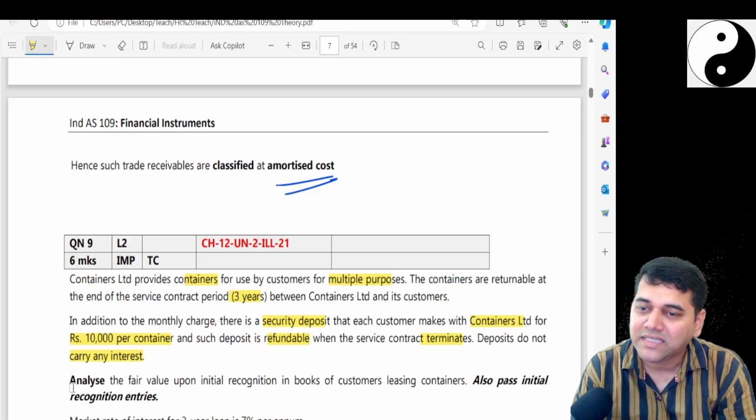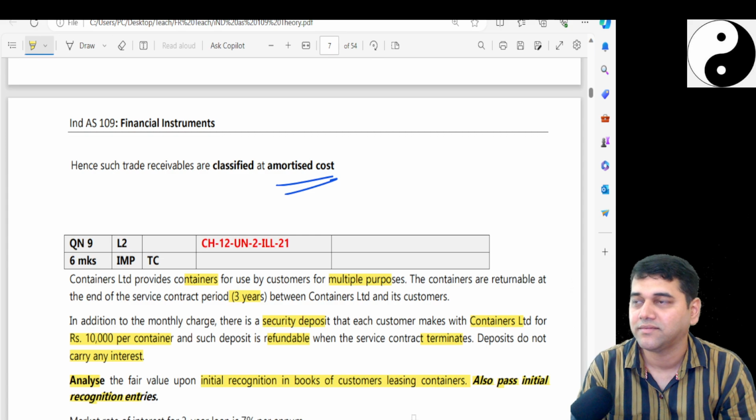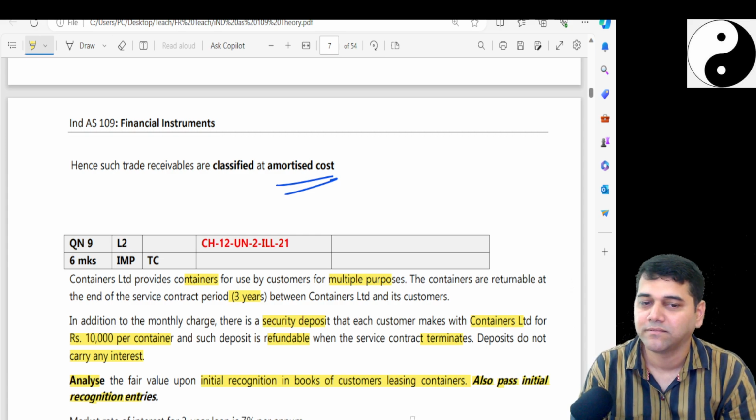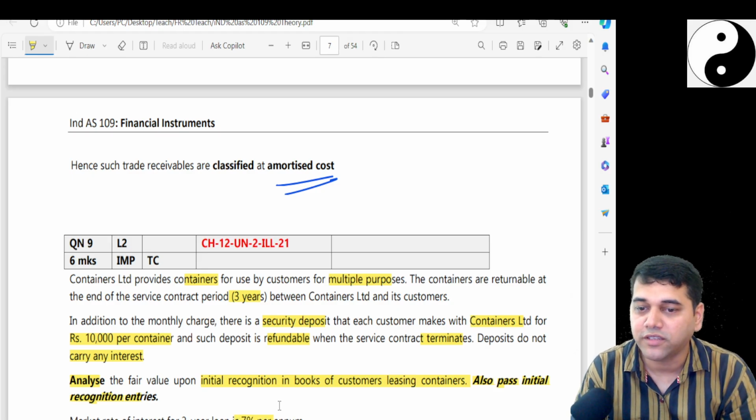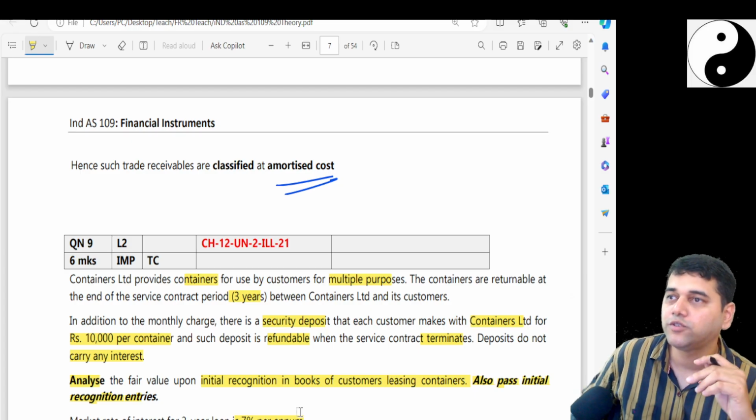Now analyze the fair value upon initial recognition in the books of the customer leasing containers, and also pass the initial entry. Market rate of interest on a similar loan is 7% per annum. Now what are you going to do here?